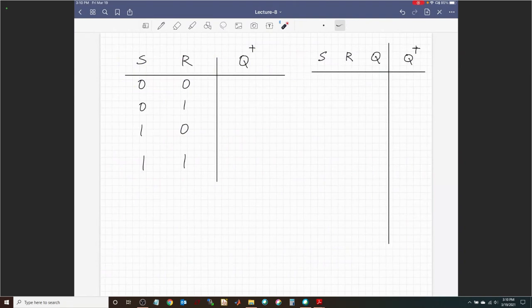Now, based on the three cases that we discussed, the set, reset, and storing, which is your third state, and the not allowed state, let us try to write the next state table, or the characteristic table, of the SR latch, which is the NOR version that we are looking at. So when S is 0 and R is 0, what should I write for Q plus? Q plus is your new Q, right? What am I calling the S equals 0 and R equals 0 state? Store state, right? That's my store state.